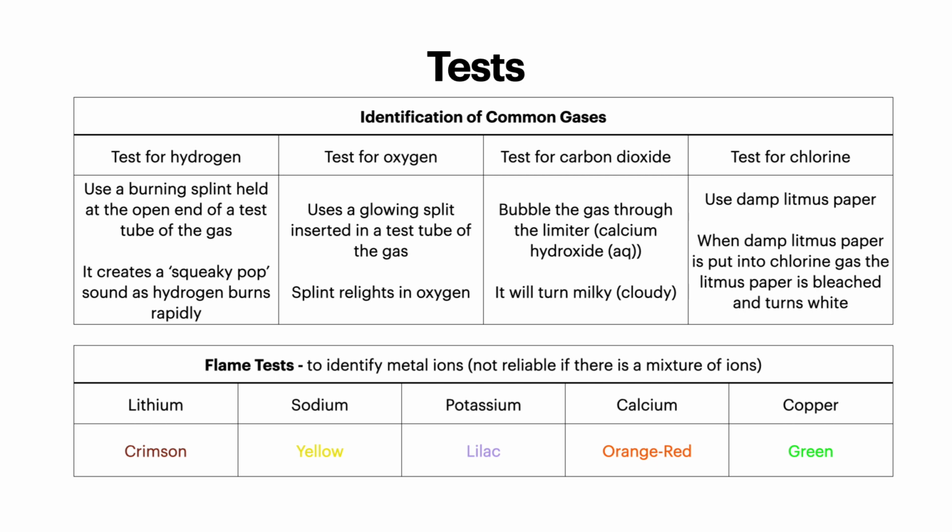Then we've got flame tests, which help identify metal ions. These aren't particularly reliable if there is a mixture of ions present, but if it's an individual ion, then it should work. Firstly, lithium turns the flame crimson. Sodium turns it yellow, potassium lilac, calcium orangey red, and copper is green.